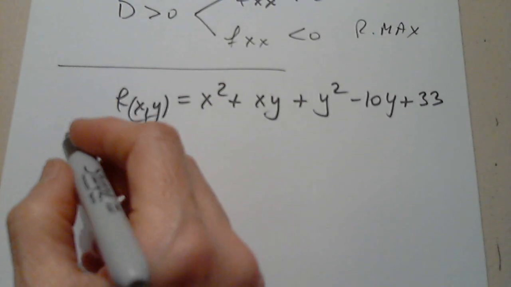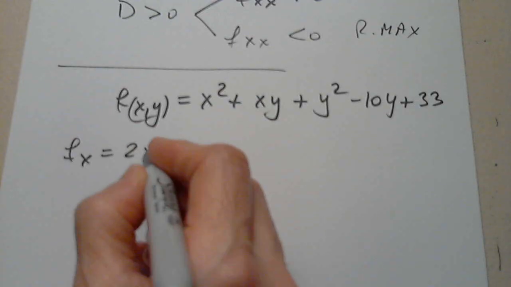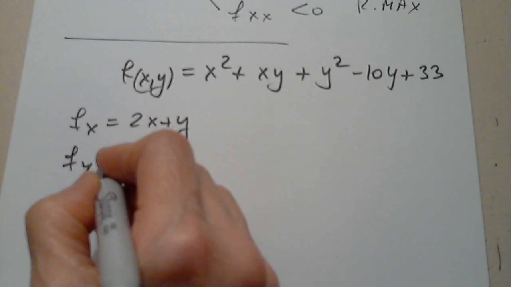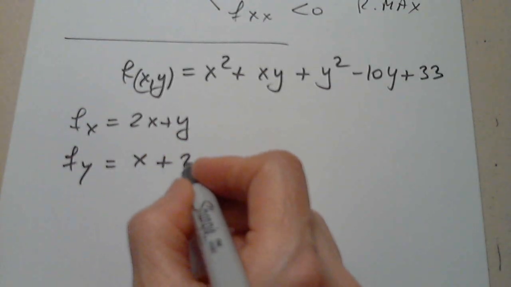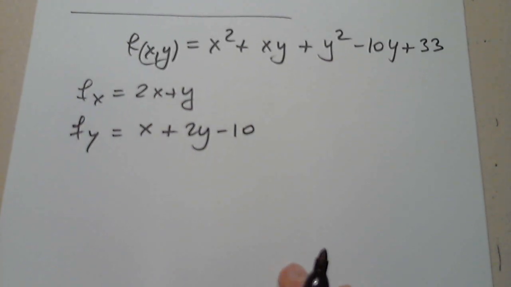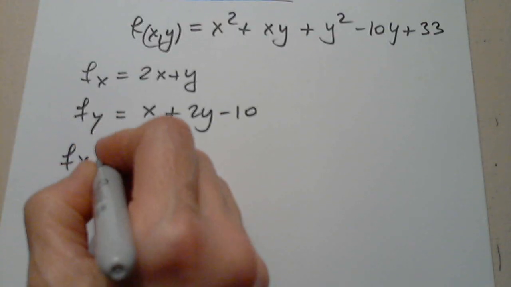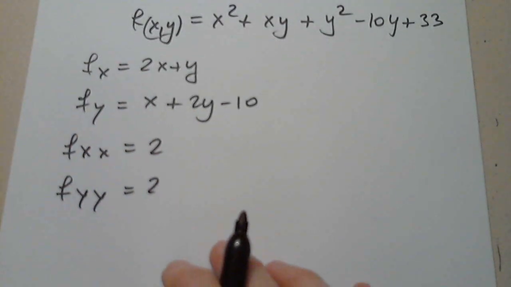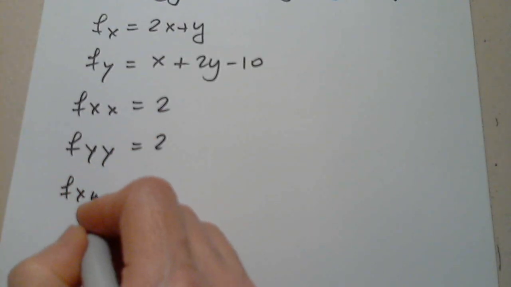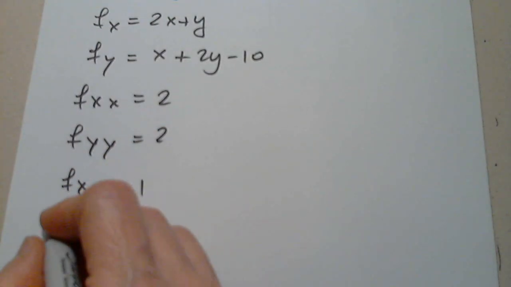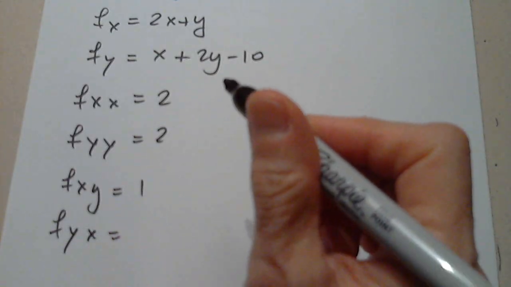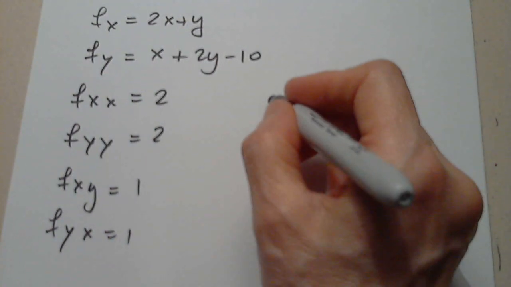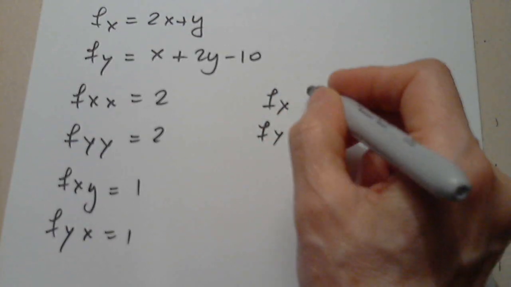So let's find f_x, which is 2x plus y. Let's find f_y, which is x plus 2y minus 10. Let's find f_xx, which is 2, f_yy, which is 2, and f_xy, which is 1, and f_yx, which is 1. Perfect. So now we have f_x and f_y set equal to 0.